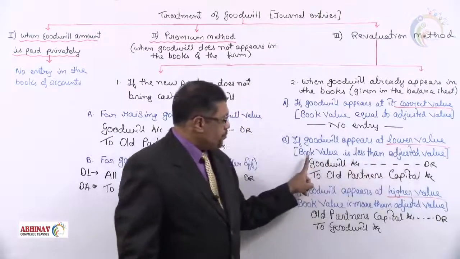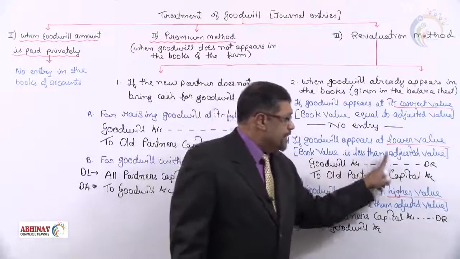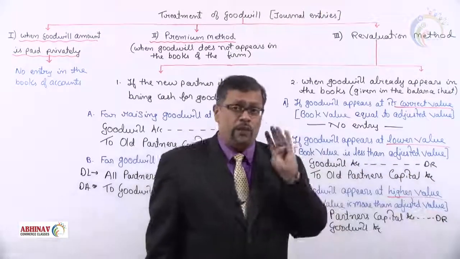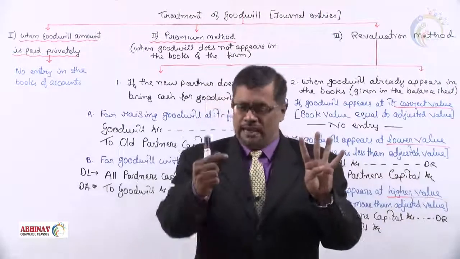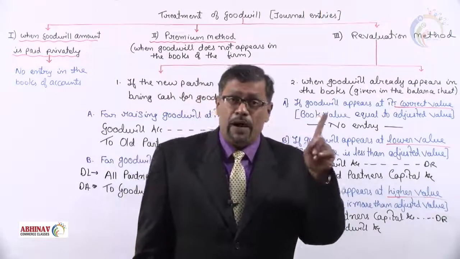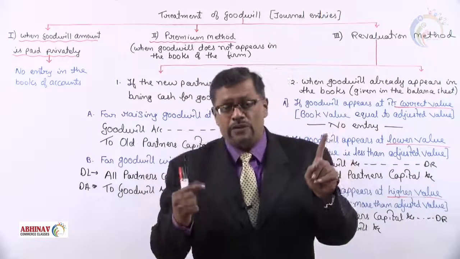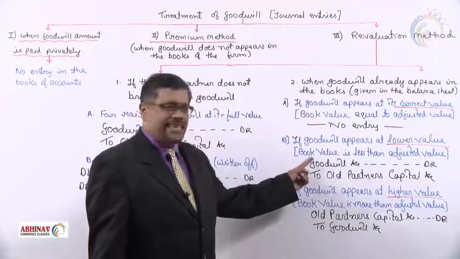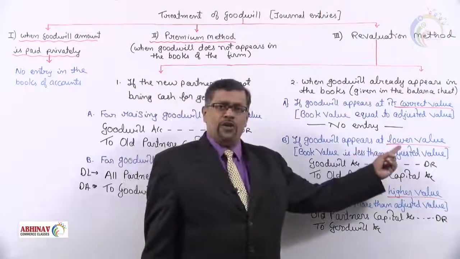Lower value. Book value is less than adjusted value. Balance sheet, 40,000. In the adjustment, it is 50,000. In the balance sheet above, it is 40. Adjusted value is 50. That means the balance sheet value is less. Book value is less. It appears at lower value.